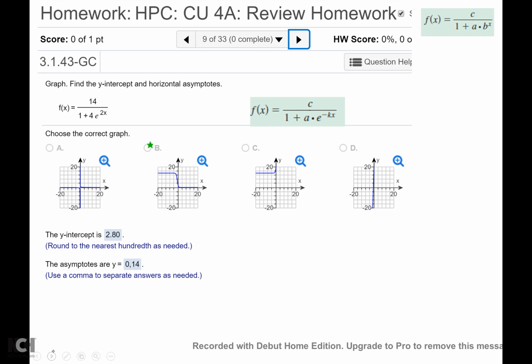All right, it says, find the y-intercept and the horizontal asymptotes. Here's this function. This is a logistic function.